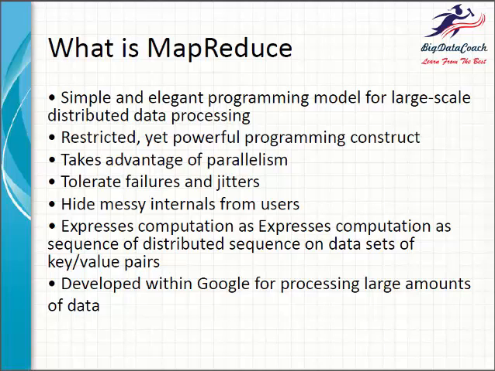The term MapReduce refers to two separate and distinct tasks that Hadoop programs perform. The first is the map job, which takes a set of data and converts it into another set of data, where individual elements are broken down into key-value pairs. The reduce job takes the output from a map as input and combines those data tuples into a smaller set of tuples. As the sequence of the name MapReduce implies, the reduce job is always performed after the map job.